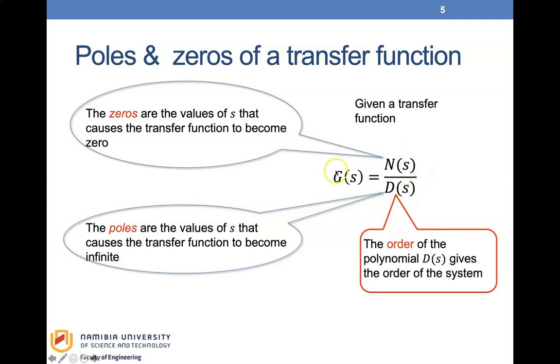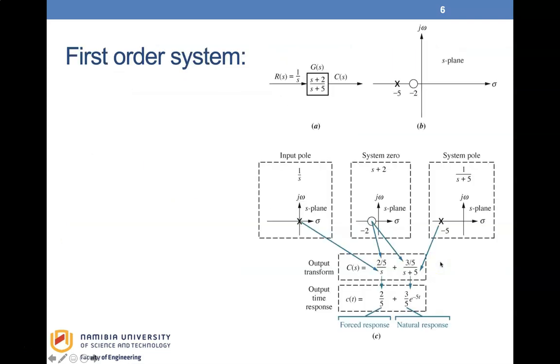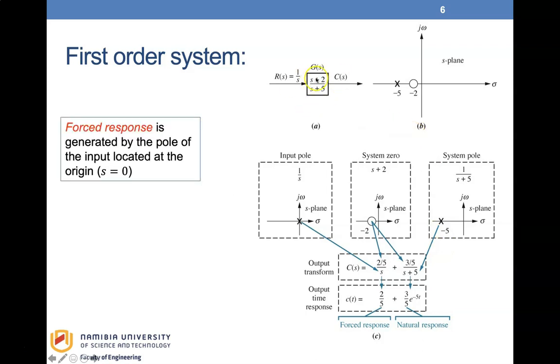And for a system, the order of the system is the order of the polynomial D(s). This is a first order system, and I would like to explain it this way. So you have the block diagram of the first order system. You have your input R(s), which is a step input, and then you have your G(s). The forced response is generated by the pole of the input. So you see the input is 1 over s, which means that you have a pole, and this pole will be at the origin, s equals 0.